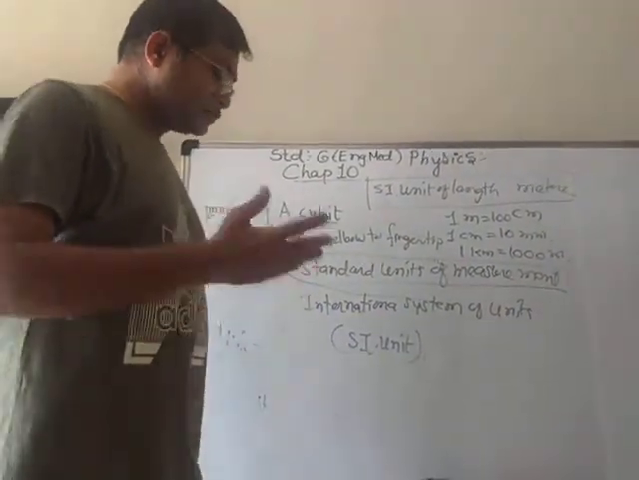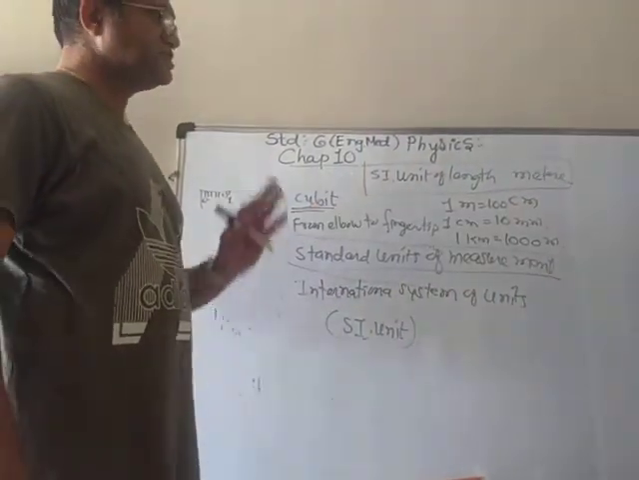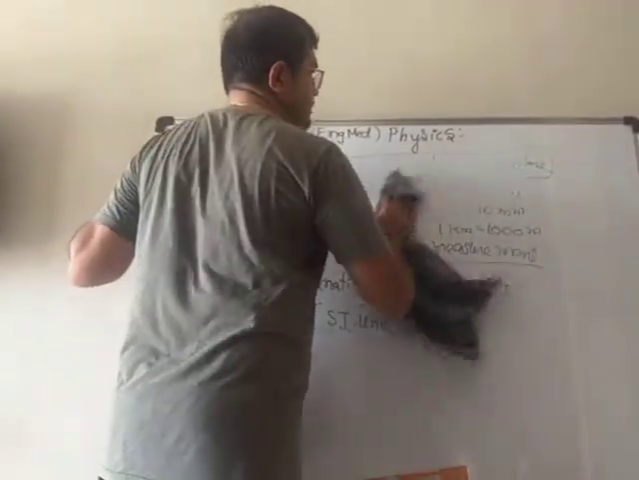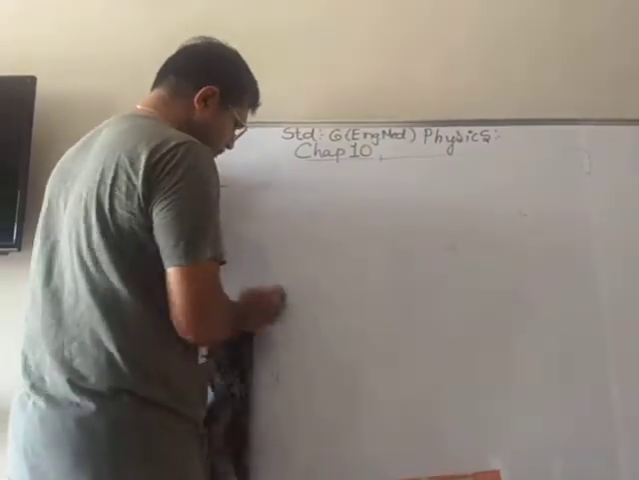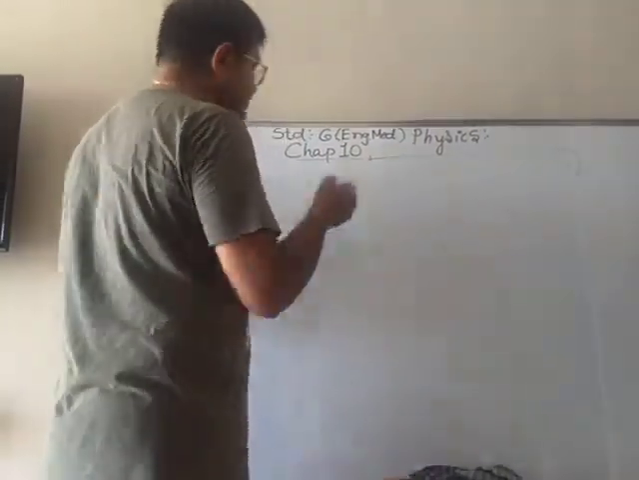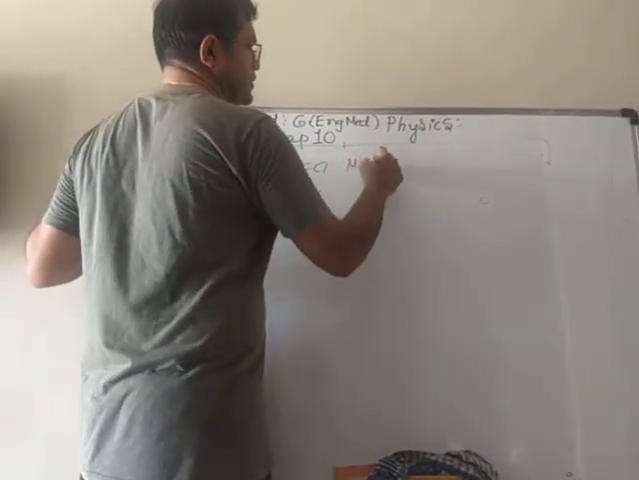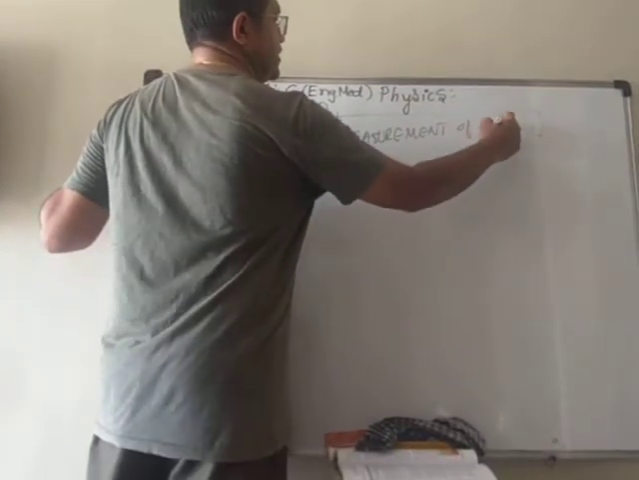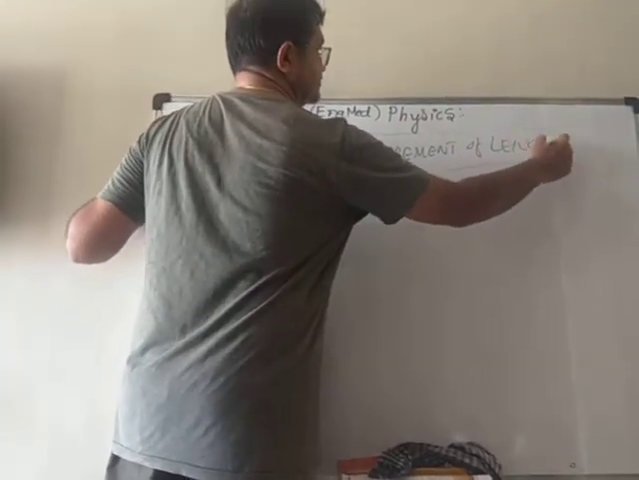So now we accepted the standard units, but now we have to understand how can we make the measurement perfect. Suppose we take the measurement of length. How can we do the exactly correct measurement of length?